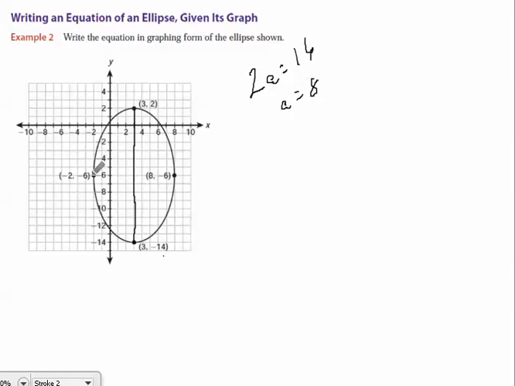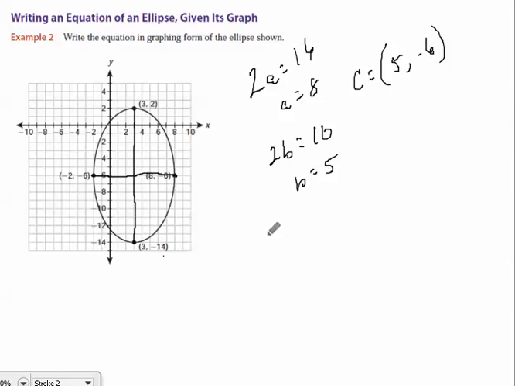My minor axis goes across this way. And it goes from 8 to negative 2. So 2 times b is going to be equal to 10. So b is going to be equal to 5. My center is going to be located at 5, comma, negative 6.